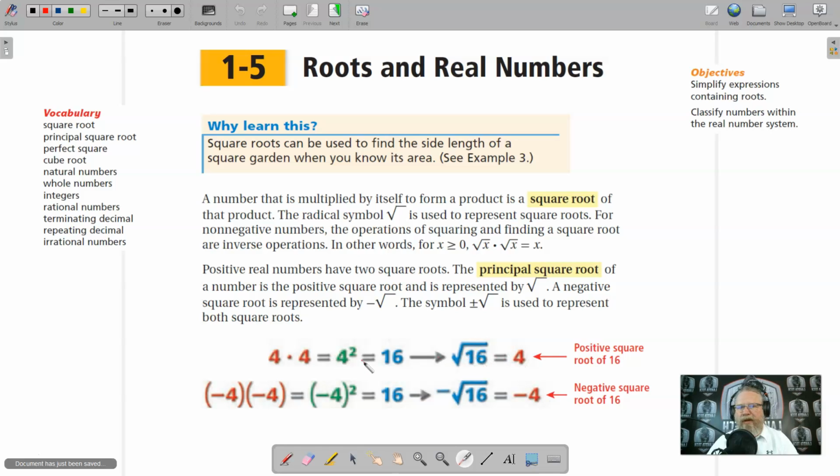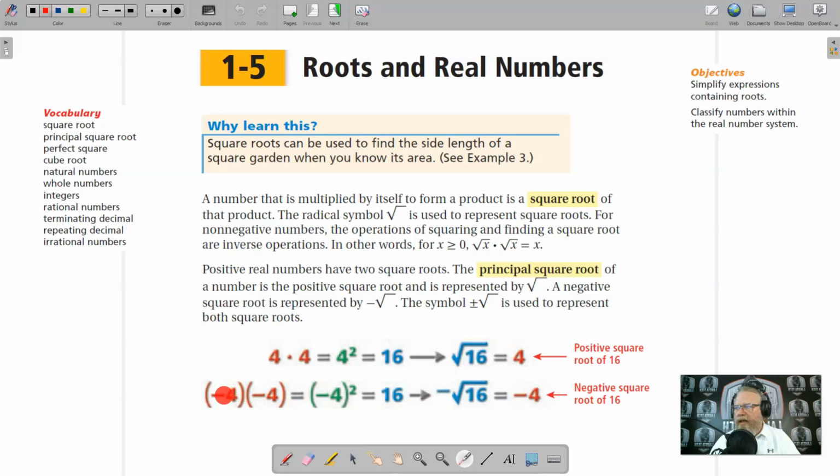This is an example of what they're talking about up here, where it says that the operations of squaring and finding square roots are inverse operations. They're like the opposite of one another. Here, if we're squaring 4, we would get 16. But if we're looking for the square root of 16, then we would get 4. They're inverse operations.